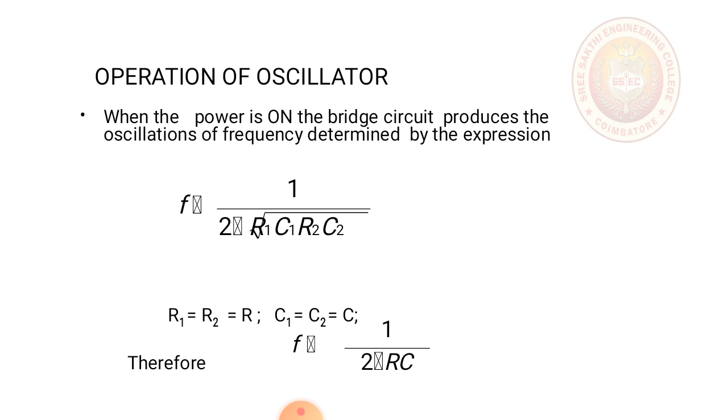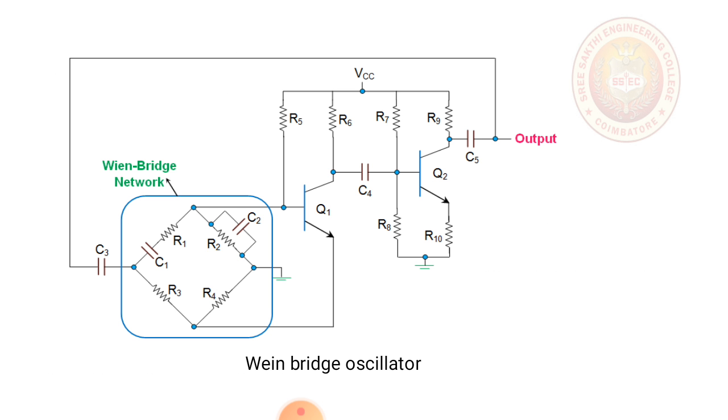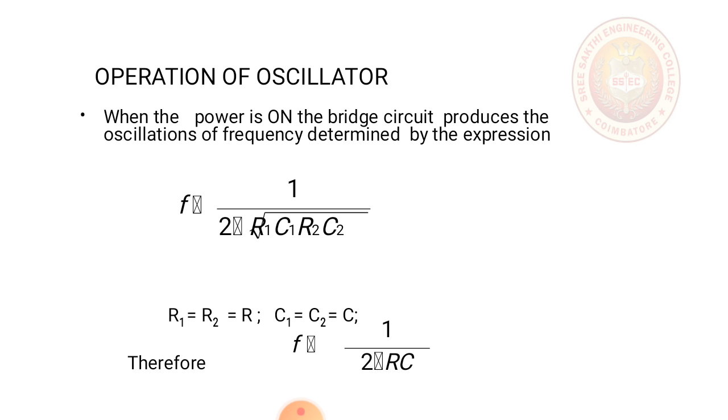If R1 = R2 = R and C1 = C2 = C, then Fr = 1 / (2 pi RC). This is the condition for frequency of oscillation. At this frequency, the phase shift between the input and the output will be 0 and the magnitude of the output voltage will become equal to 1/3 of the input value. This Wien bridge oscillator will be balanced only at this particular frequency.